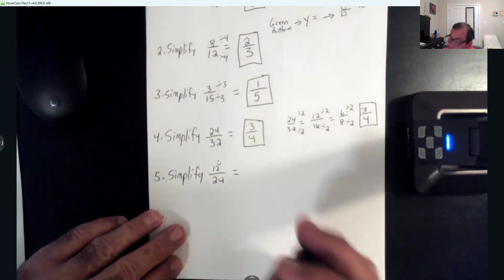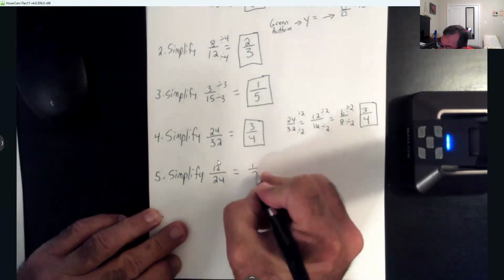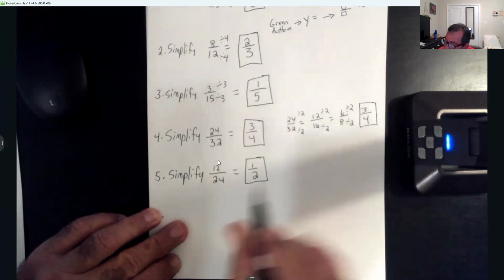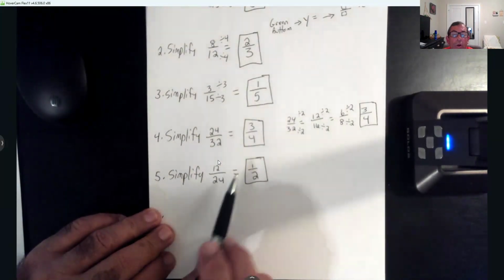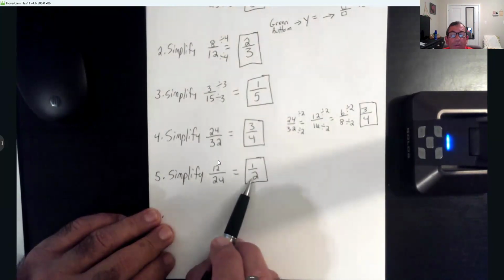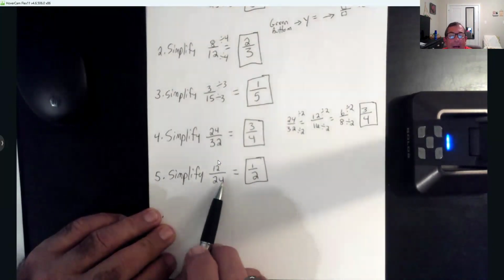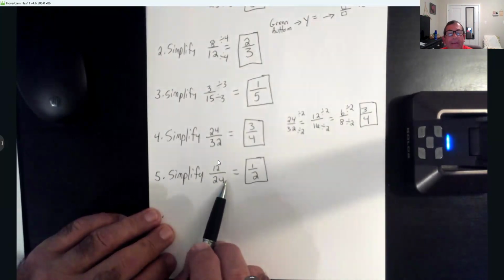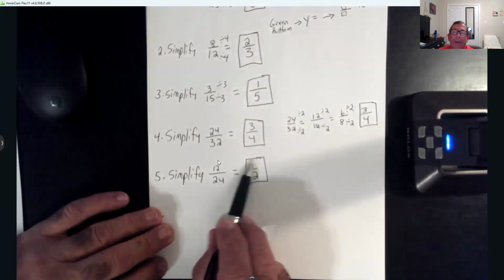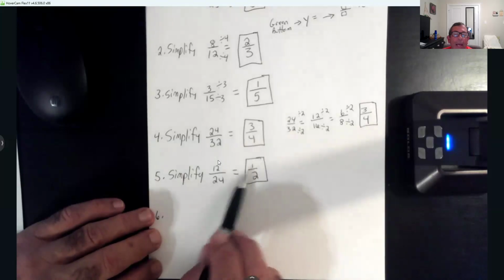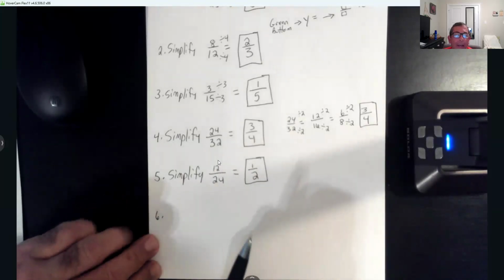All right, Griffin, you're done pretty quick. Good job. 1/2. So you could have divided both these by 12. 12 divided by 12 is 1. 24 divided by 12 is 2. Or you could have divided out 2 and then 2 again, I think. And then a 3, I think they both would have had. But either way, you would have got to a 1/2. Or on the calculator, just punch it in, okay?